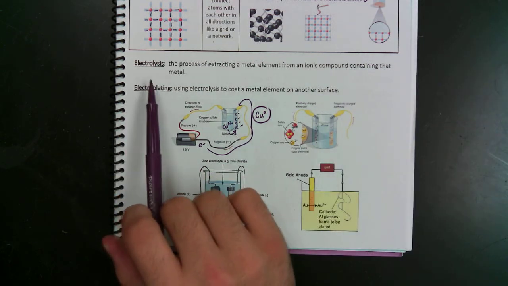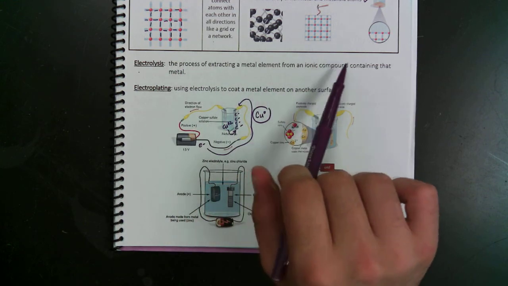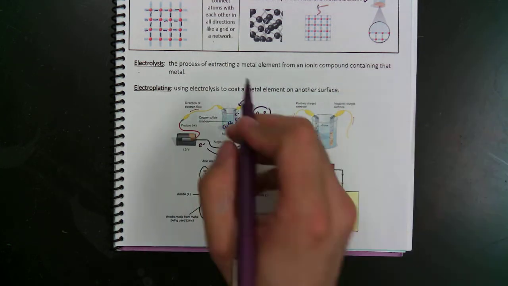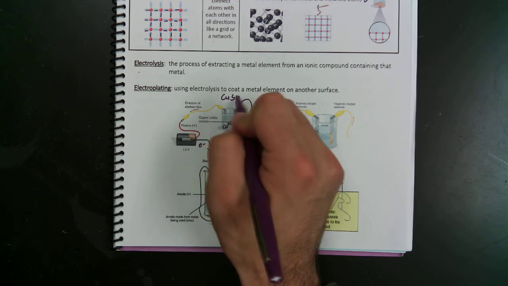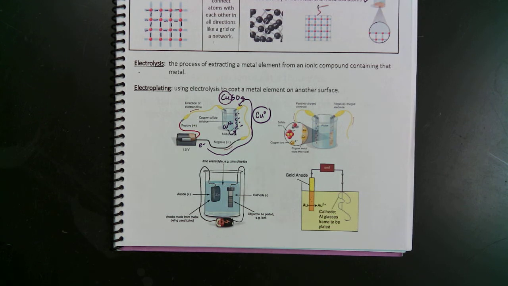So we defined 2 terms. Electrolysis is the process of extracting a metal element from an ionic compound containing that metal. We dissolved copper sulfate in water, and then we extracted the copper out of it by force feeding it, basically, electrons to turn it back from an ion into an atom of pure copper metal.